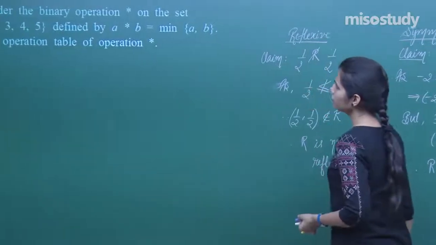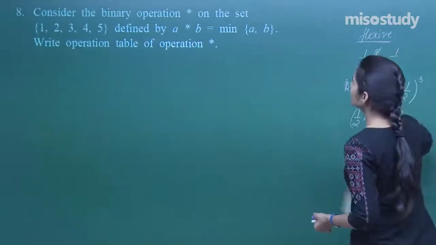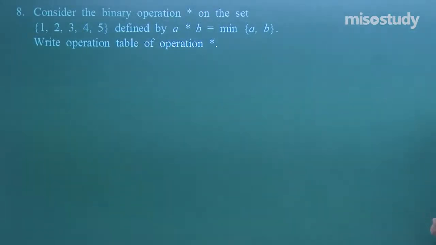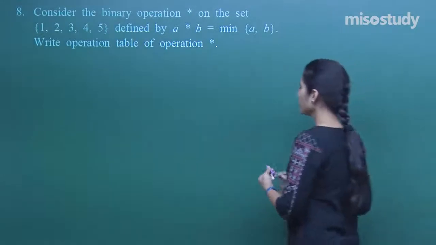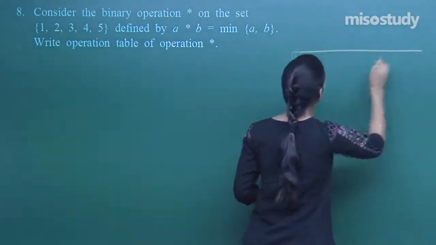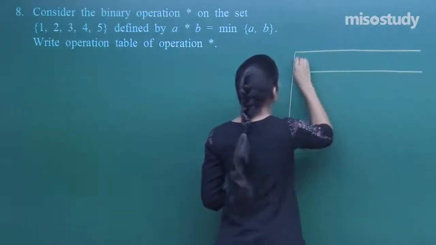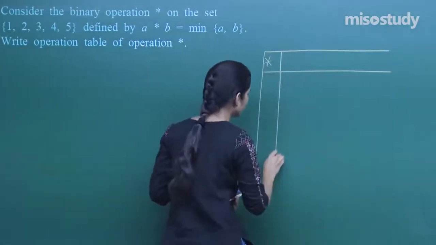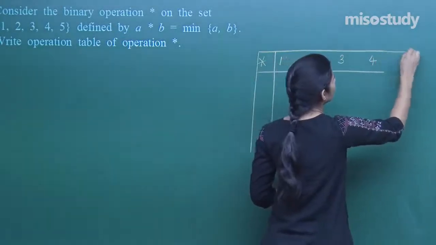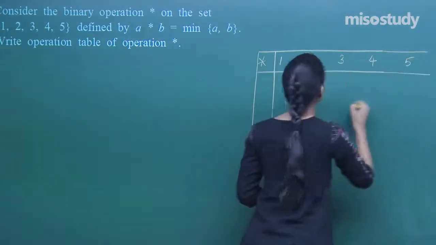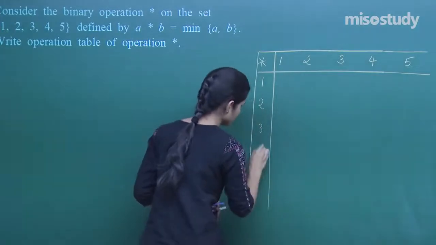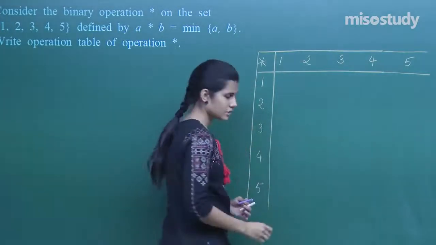Consider this binary operation defined on this particular finite set, A star B is the minimum of A and B. Write the operation table for star. It's pretty simple. Let's try to write the operation table for star. So I have star over here, 1, 2, 3, 4, 5, and 1, 2, 3, 4, 5.